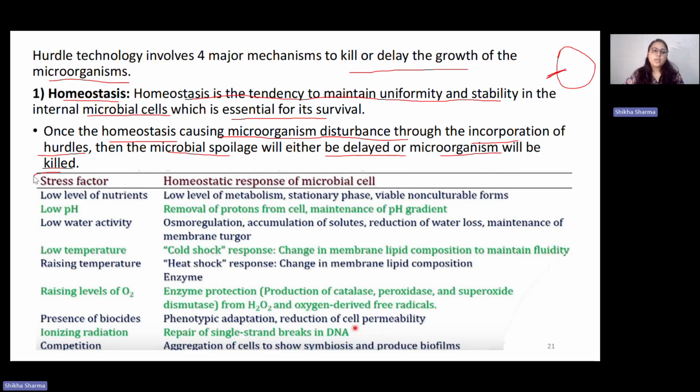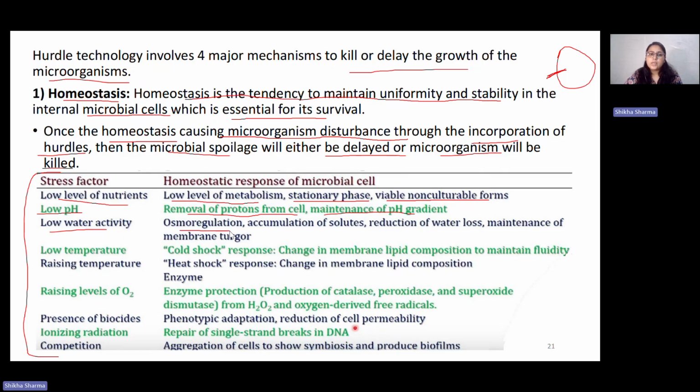So the stress factors can be a low level of nutrients. Basically, a low level of nutrients will lead to a low level of metabolism in the microbial cell, stationary phase, and viable non-culturable forms. Then low pH will lead to removal of protons from the cells and maintenance of the pH gradients. Then low water activity.